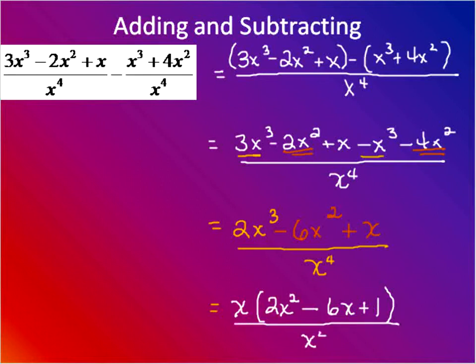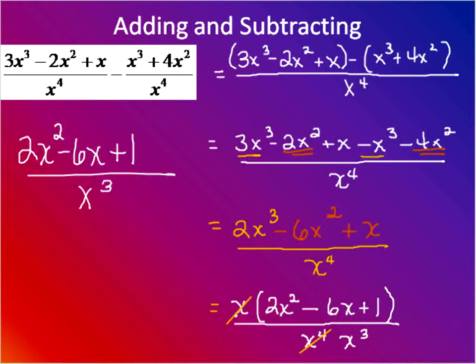So then I look at, can I cancel anything? Well, I can simplify x and x to the fourth. So this x will now cancel, and x to the fourth becomes x to the third. So my final answer then is 2x squared minus 6x plus 1 over x to the third.